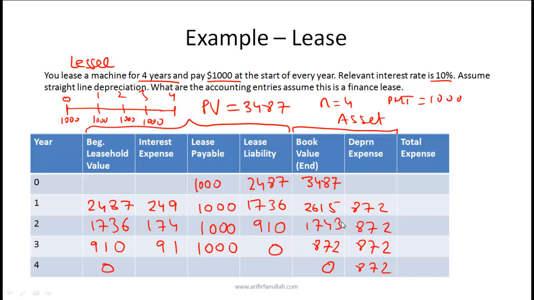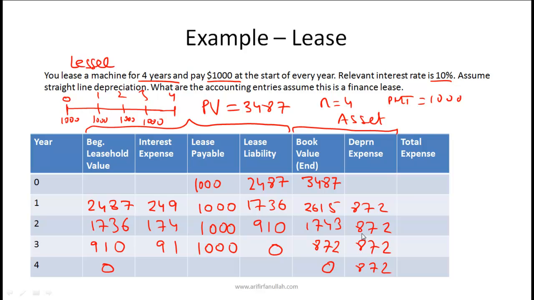So on the balance sheet side, at time 0 we record an asset of 3487. End of year 1 the asset is 2615. End of year 2 the asset is 1743. End of year 3 the asset is 872, and end of year 4 the asset has been depreciated down to 0. On the income statement we'll show a depreciation expense of 872 every year.